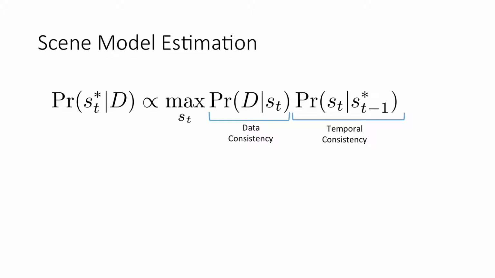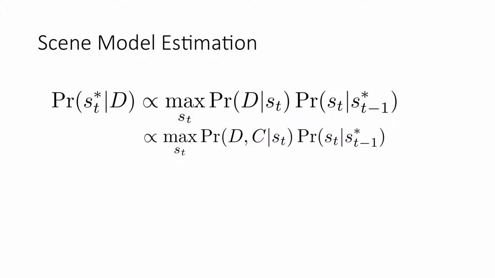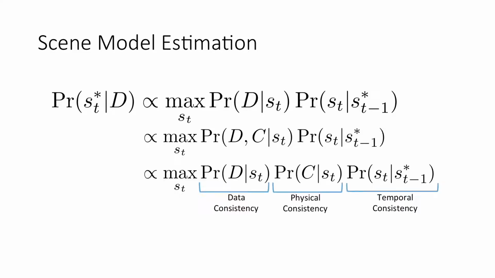probability of the input data given the scene configuration and the consistency between the current configuration and the best prior scene configuration. In addition to the data and temporal consistency, we introduced the physical consistency measure C with an associated probability that penalizes physical consistency violations. We will consider three kinds of constraints in C, which are stabilities, collisions, and support relationships.